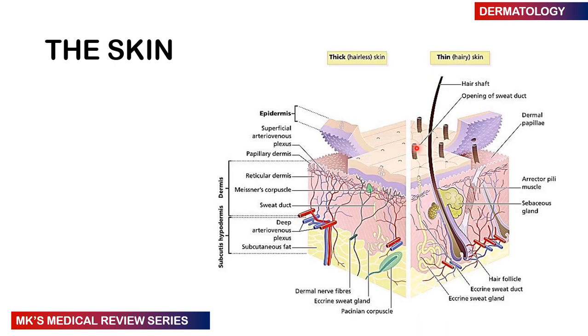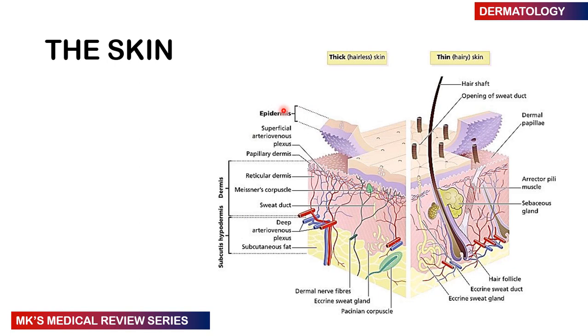So let's talk a little bit about the skin. Remember that the skin is largely divided into two main types. We have what is known as hairless skin, which doesn't have hair strands. We also refer to this as thick skin, what you find on the palms of the hands and the soles of the feet. On the other hand, you have hairy skin, which is found everywhere else in the body, which has hair. Now, remember that the skin is divided into layers: the epidermis, the dermis, and the subcutaneous tissue.